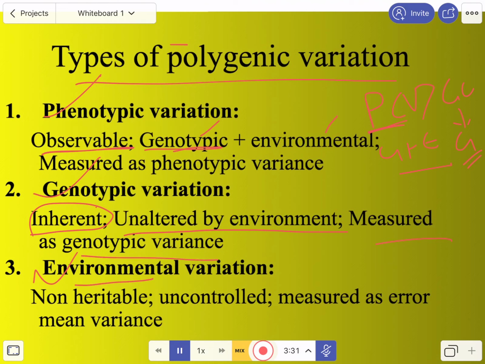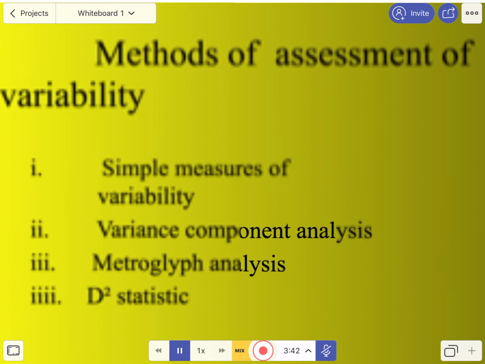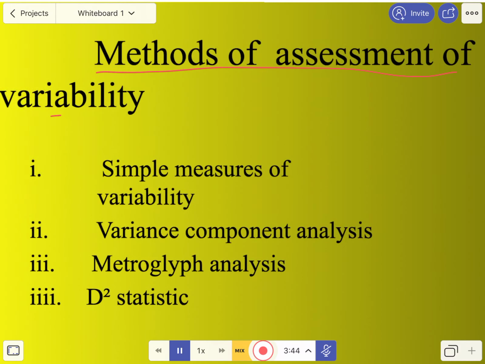The third and last is the environmental variation. It is non-heritable, uncontrolled, because we can't control the environmental conditions. And it is measured as the error mean variance. Now this is the very important point, methods of assessment of variability. There are four different methods of assessment of variability. The first is the simple measure of variability. It includes PCV, GCV, and ECV calculations.